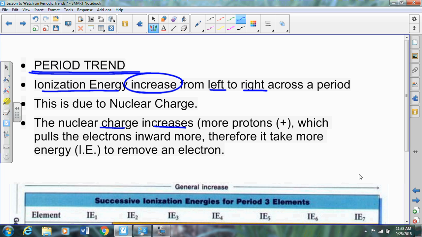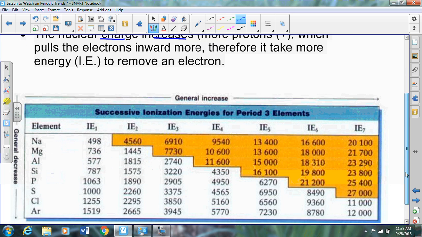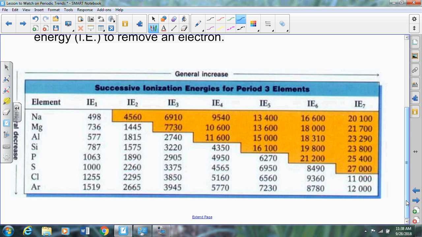You'll notice sodium is right next to magnesium and aluminum and silicon and phosphorus and sulfur and chlorine and argon. And these numbers are down like this, but what you'll notice is that these are elements number 11, 12, 13, 14, 15, 16, 17, 18. And so you will notice that these numbers are increasing in general as you go across the period.